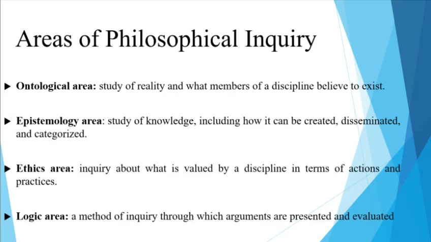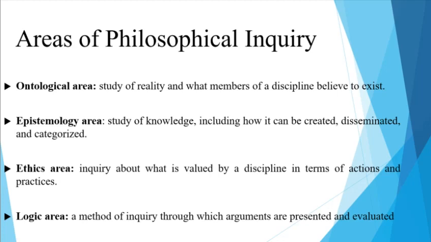So what are the areas of philosophical inquiry? Okay, we have the first one, which is the ontological area, which is the study of reality and what members of a discipline believe to exist. When we say ontological or ontology, this is a branch of philosophy that studies concepts such as existence, being, becoming, and reality.